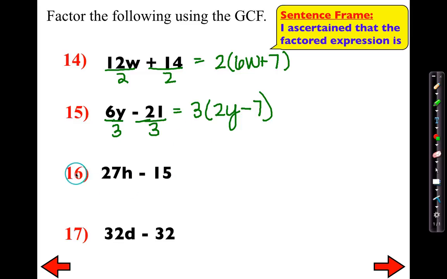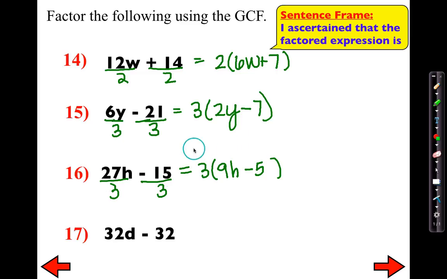Okay, so number 16, let's see, what could I factor out between 27 and 15? I'm going to go with 3. So we're going to divide this by 3. 27h divided by 3 is going to be 9h. And then here, a negative 15 divided by 3 is going to be a negative 5. So here, notice 9 and 5 have no other common factor, so I'm pretty sure I'm right.